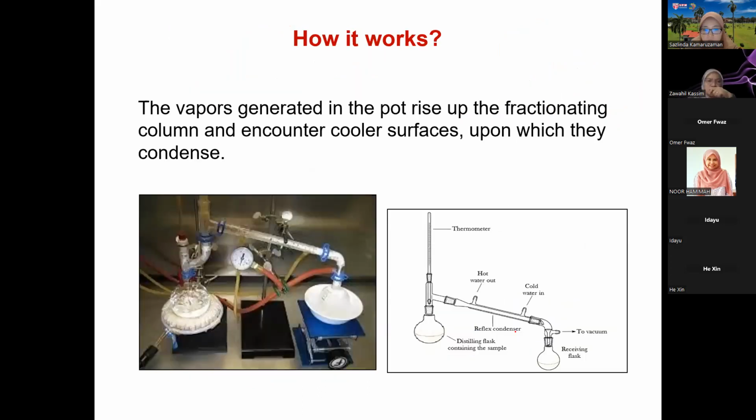Okay, so how does it work? Basically, it's quite similar to fractional distillation, but instead of running it under atmospheric pressure, we have to supply a vacuum into the system. The vacuum can be a vacuum pump or an aspirator, as long as the vacuum is supplied into the system. Once it's applied, automatically it will lower the pressure as compared to the atmospheric pressure, so it will decrease the boiling point of the substance that we want to separate.